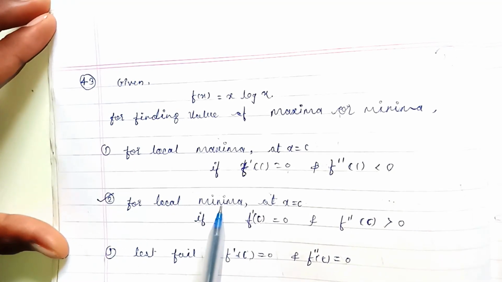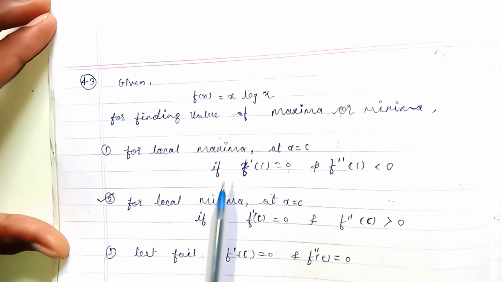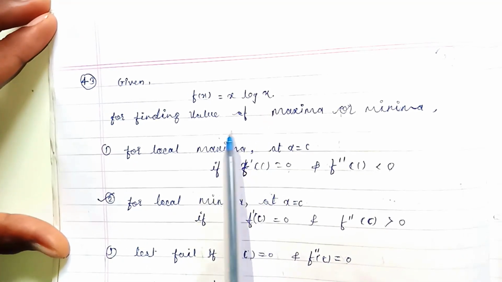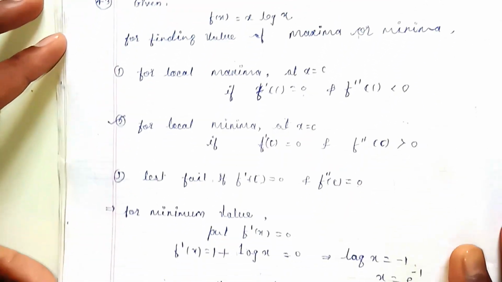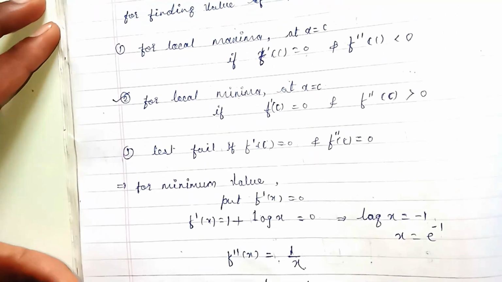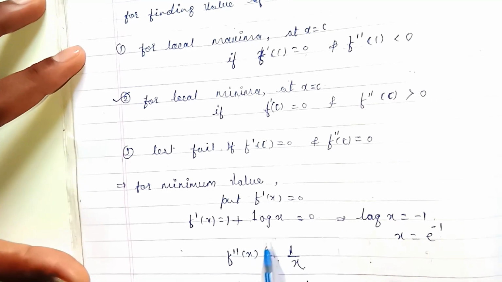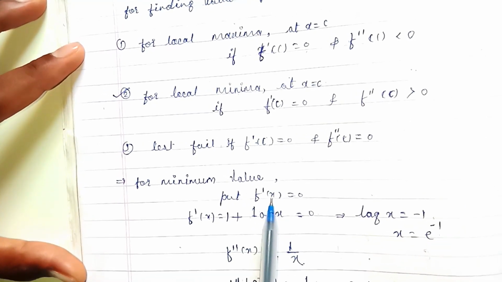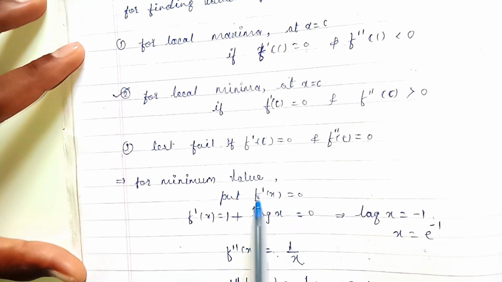So this is the condition for local minima. Let's apply this condition to our example and figure out our solution. Okay, now see here, for the minimum value, we put f dash of x, or f dash of c for that particular constant point, equal to 0.